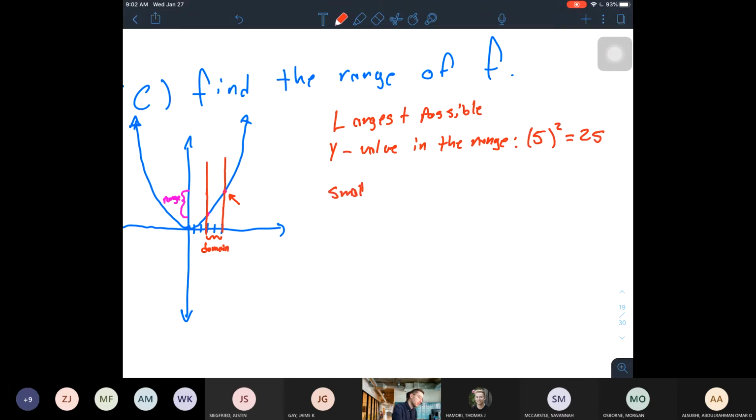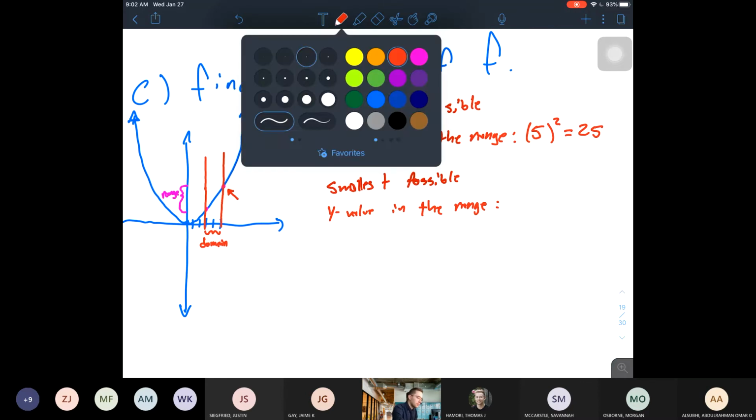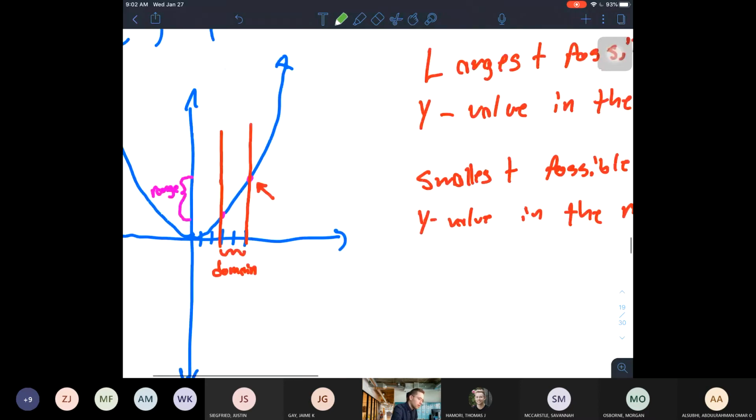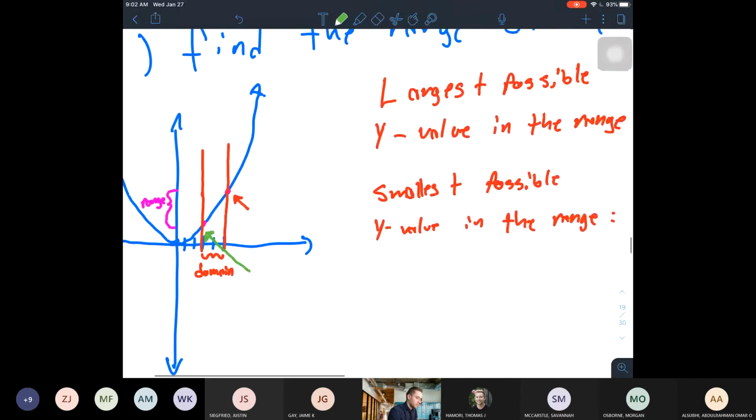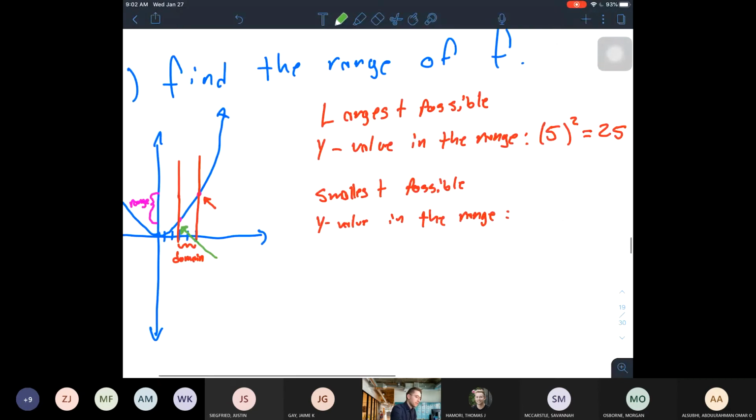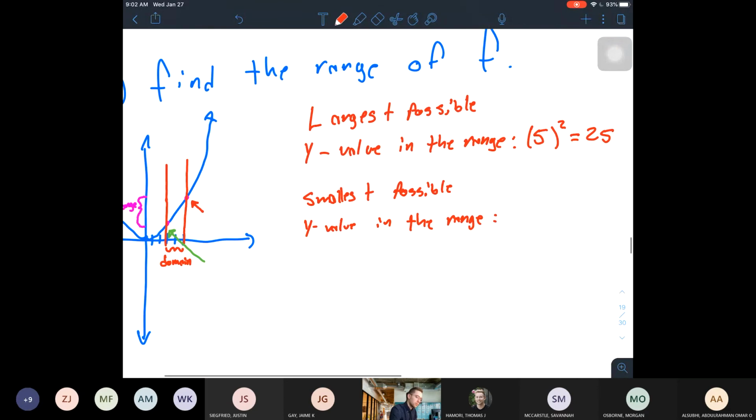And then the smallest possible y value in the range is going to be given by the lowest point, which we can see just from looking at the graph, is going to occur on the left-hand side of our goalposts. Okay, we know that's the value where x is equal to 3, so we'll just plug 3 in, and we'll get 9.